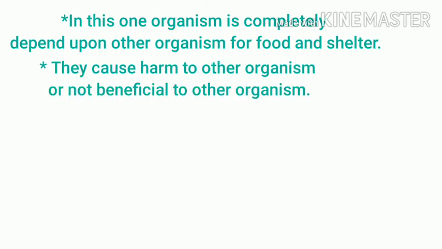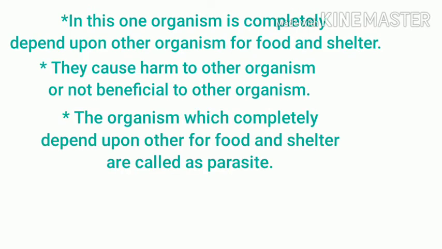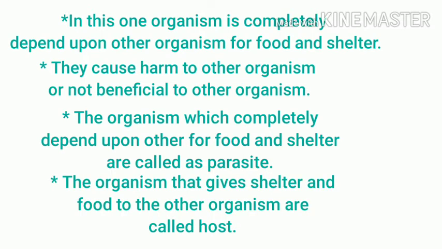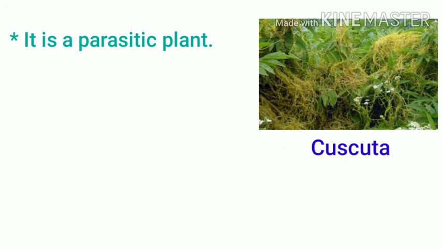Next we are going to see the parasitic mode of nutrition, or parasitic nutrition. In this, one organism is completely dependent upon another living organism for food and shelter, and they cause harm to the organism, or sometimes they are not beneficial to the organism. The organism which completely depends on the other is called a parasite, and the organism which is giving shelter and food is called the host. For example, Cuscuta, it is a parasite.